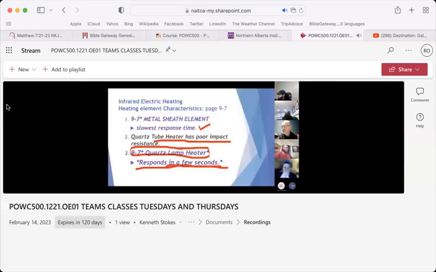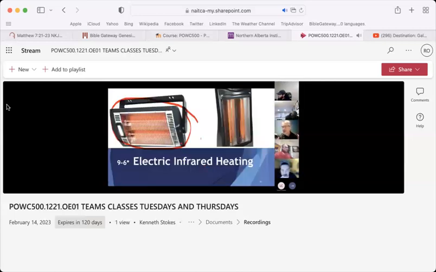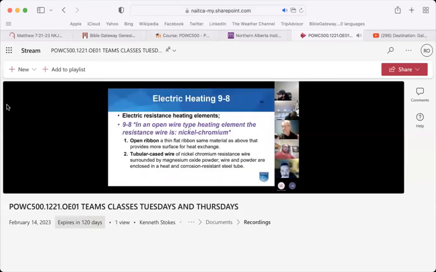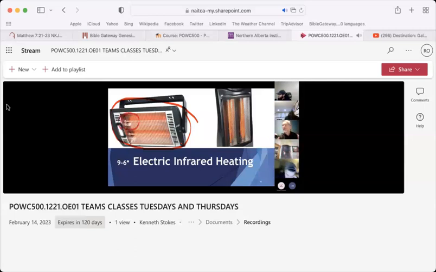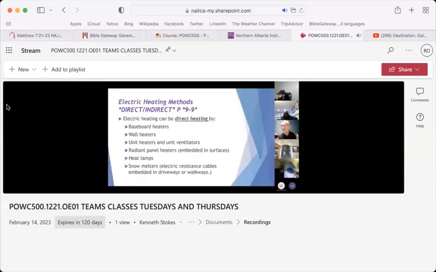Electric resistance heating elements. If we go back to the heaters like this, the open wire type heating element is still nickel chromium, two kinds: open ribbon, a flat ribbon of metal that provides surface for heat exchange, or tubular cased wire. And this would be the tubular case type. I don't know if you can see it in the corner of this one. They have a wire, and when you turn this on, you'll see it glowing inside here, creating the infrared heating.